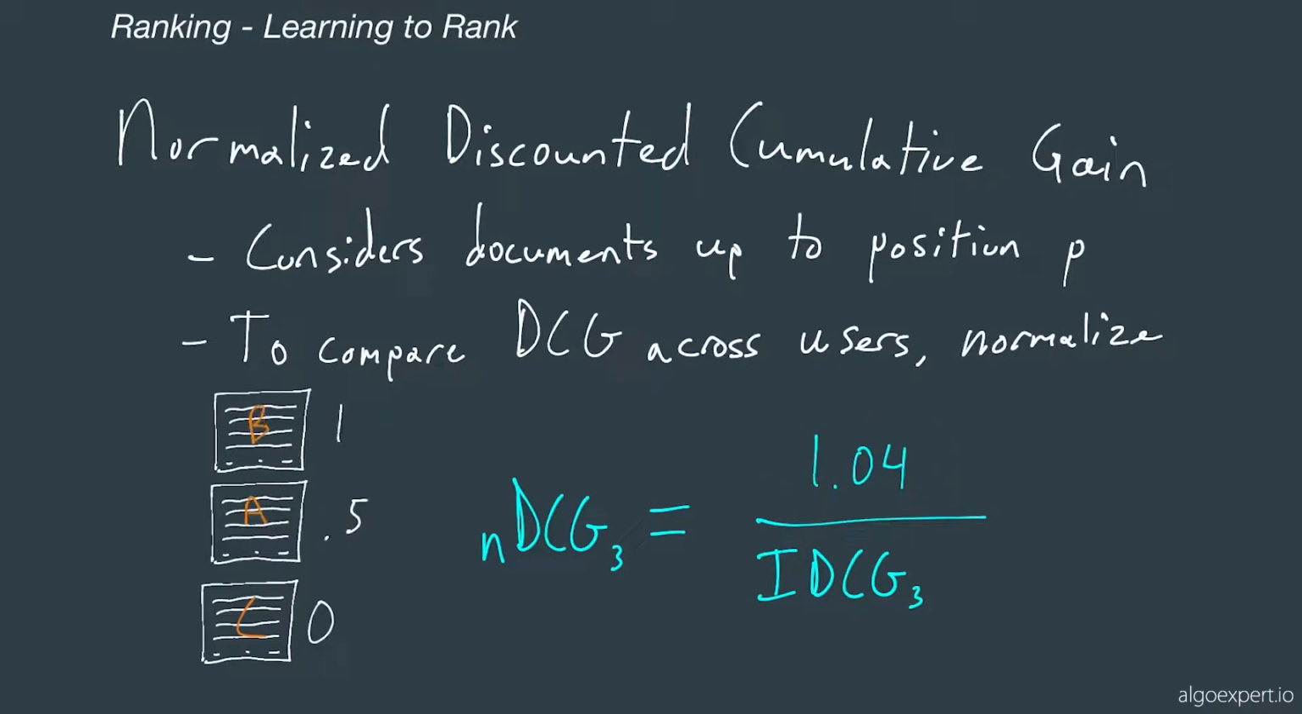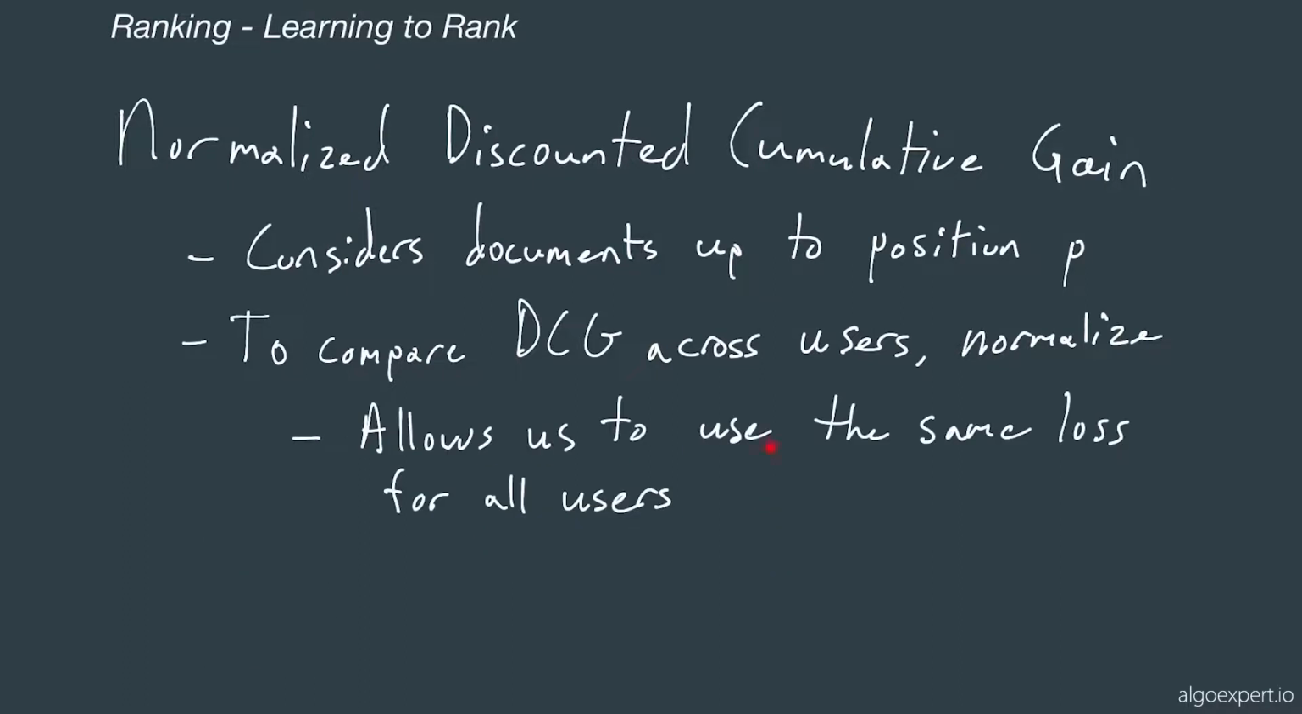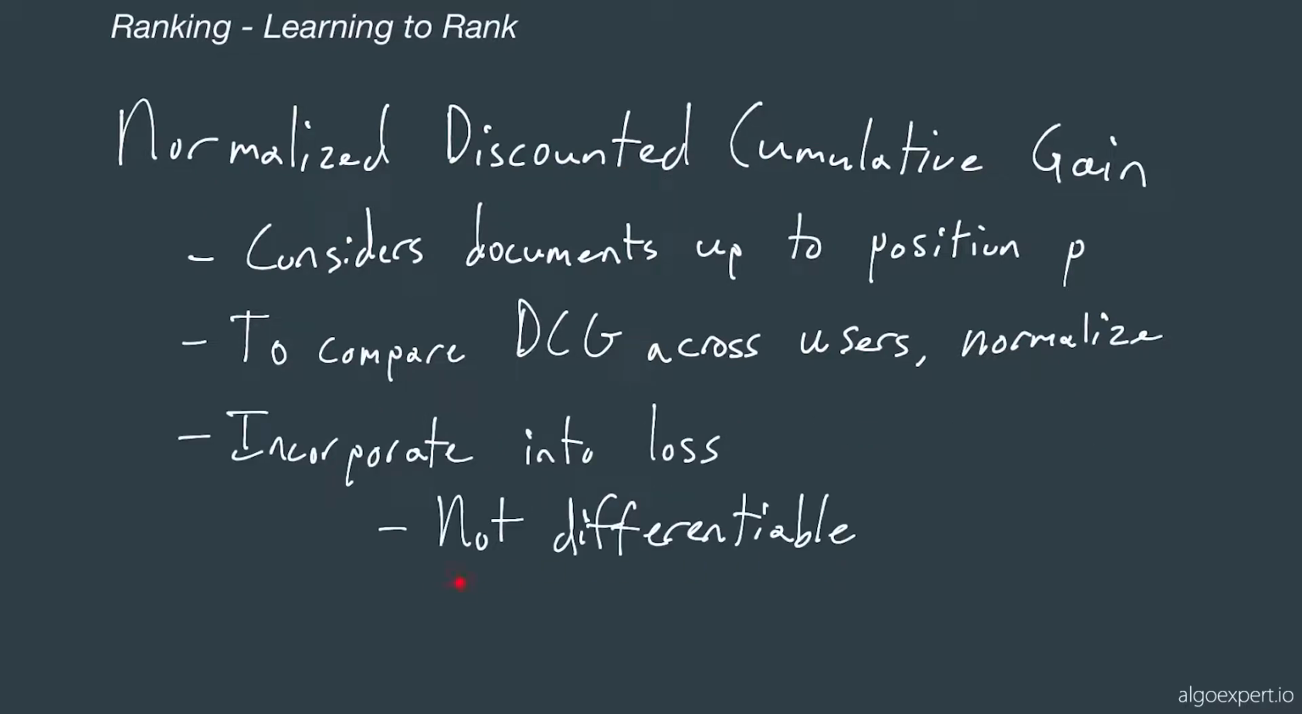The ideal ranking would look like this though, and that IDCG would be this value here. This is the NDCG, or normalized discounted cumulative gain, for our ranking. What this does is it allows us to use the same loss for all users. The only problem with incorporating NDCG into our loss function is that it's not differentiable.